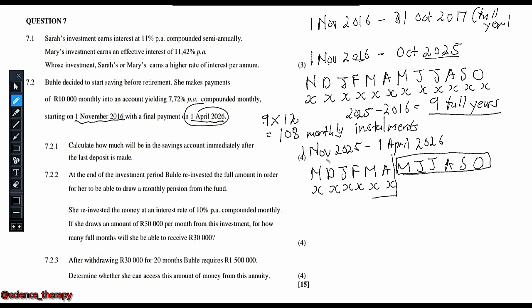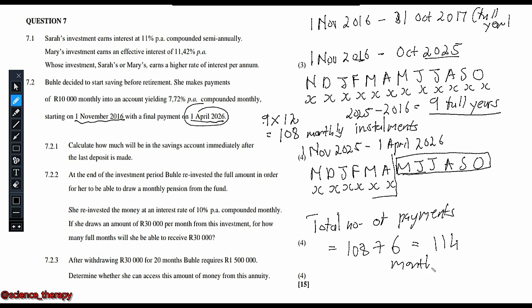But remember, from November 2025 to 1 April 2026, only 6 payments were made. So the total number of payments right now will have to be 108 plus the 6 payments that were made here, and then we get 114 monthly payments. And then just like that, you have found n. So that's the n that you were supposed to use there.